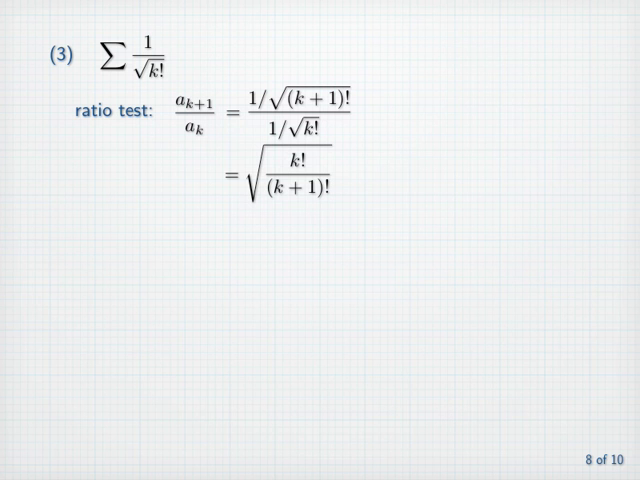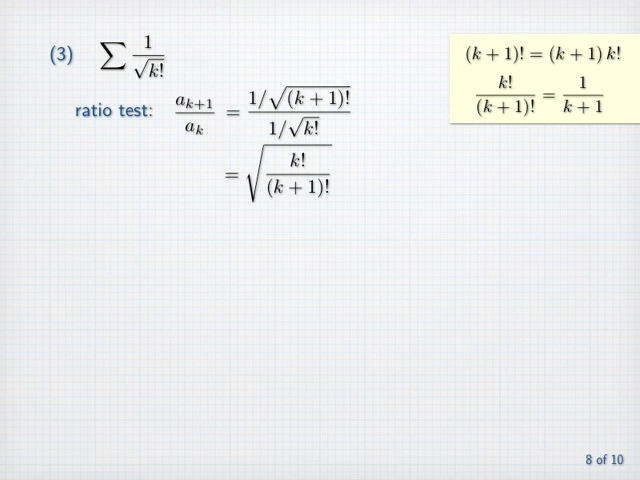Now let's recall that (k plus 1) factorial is equal to (k plus 1) times k factorial, and therefore k factorial divided by (k plus 1) factorial is simply 1 over k plus 1. So a sub k plus 1 over a sub k is equal to the square root of 1 over k plus 1, which clearly approaches 0 as k goes to infinity. Since that limit is less than 1, we conclude that the series converges by the ratio test.